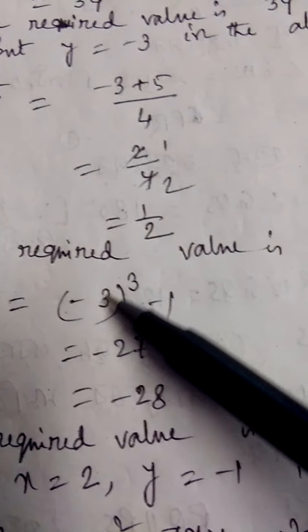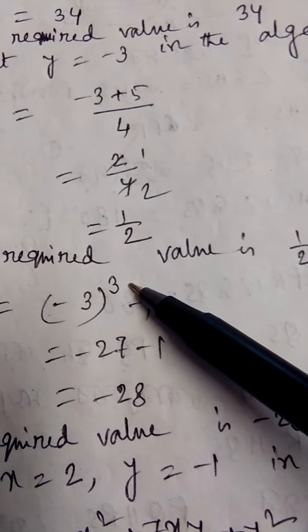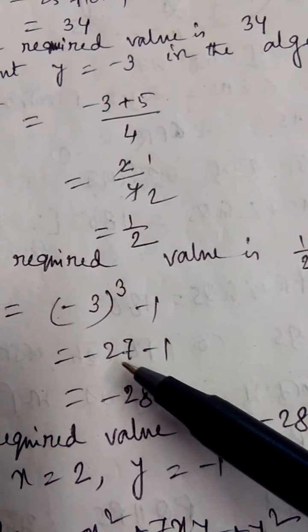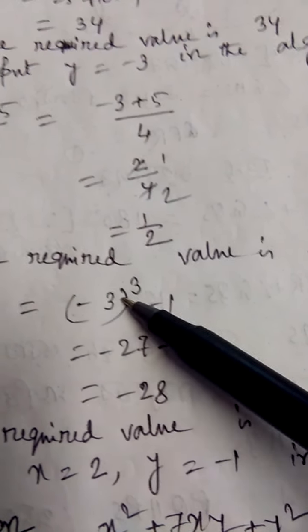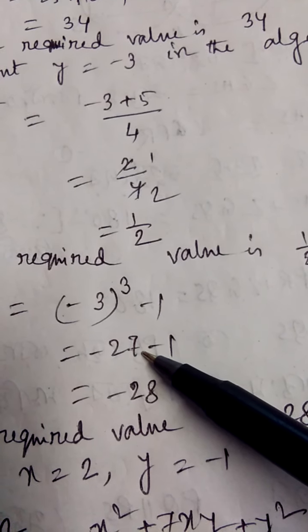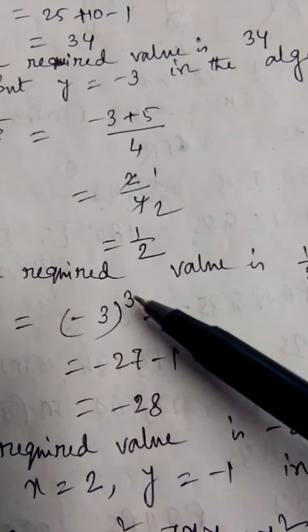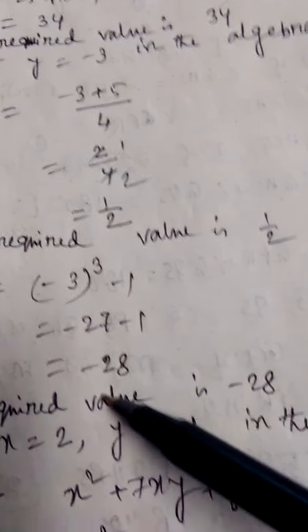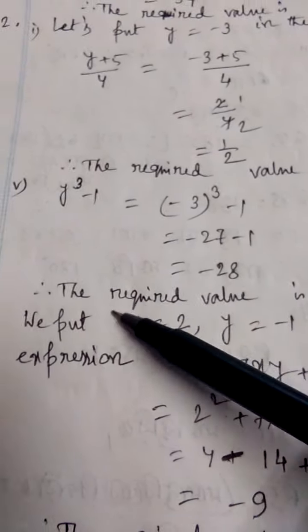Here minus is multiplied 3 times, that is an odd number of times, then we get minus. And 3 into 3 into 3 equal to 27, that is minus 3 whole cube is equal to minus 27, minus 1 equal to minus 28. Therefore, the required value is minus 28.